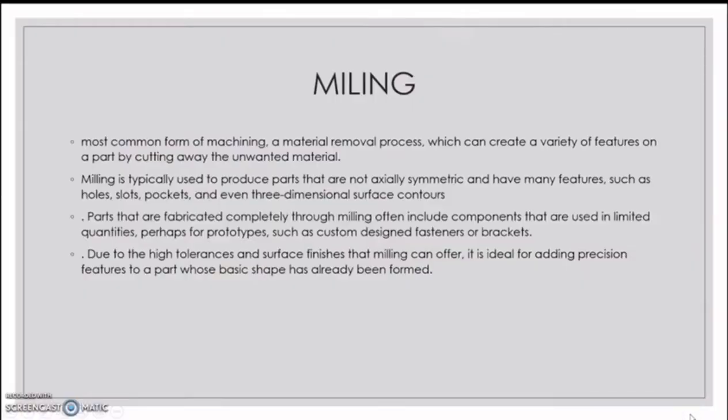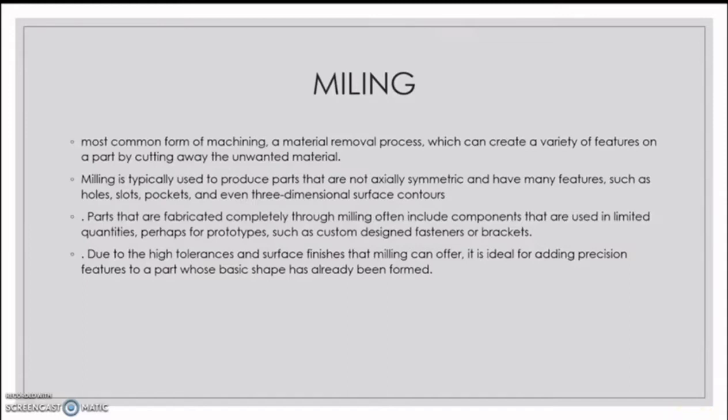Next is milling. The most common form of machining, a material removal process which can create a variety of features on a part by cutting away the unwanted material. Milling is typically used to produce parts that are not exactly symmetric and have many features, such as holes, slots, pockets, and even three-dimensional surface contours.